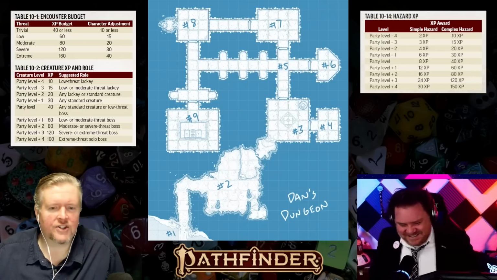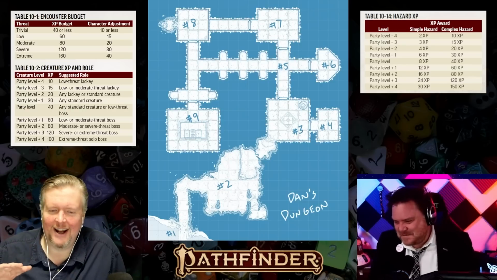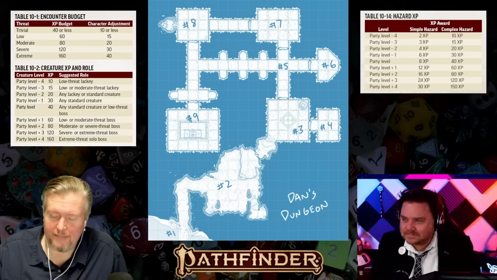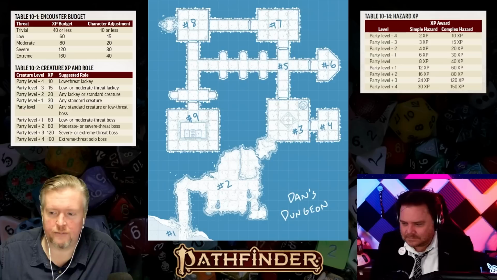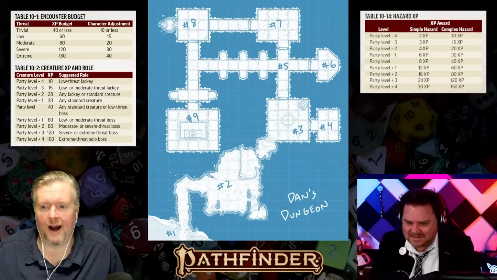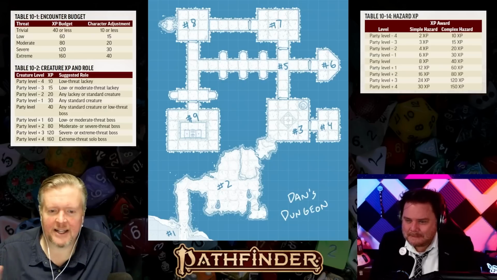So this is an important note. I can't tell you how many times I've looked at even a published adventure and been like, those monsters don't fit in that room. You put four large creatures in a 10-foot by 10-foot room. That room could hold one large creature. You put four. So let's not make that mistake.